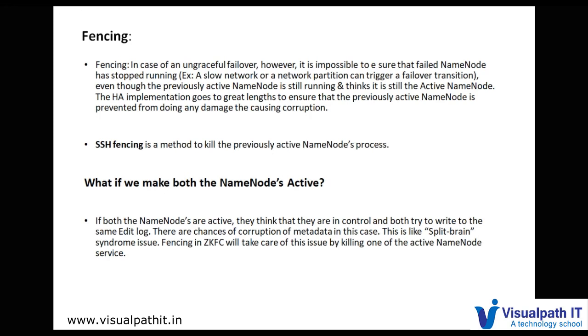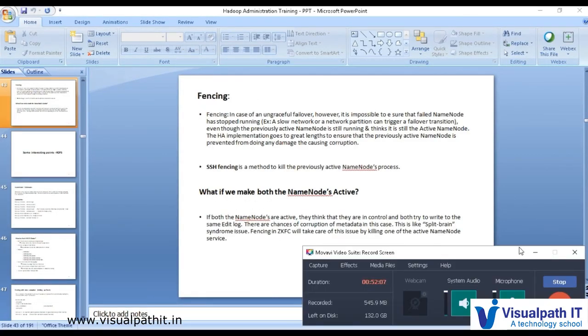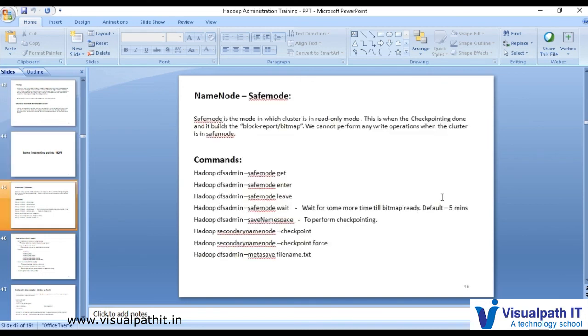And the Zookeeper failover controller is the fencing concept. It will take care of this automatically. So it will make sure that only one name node is active and the other name node is standby always. Okay, let us see. Right, so we have some more interesting points in Hadoop. Before going to that, let us see safe mode.